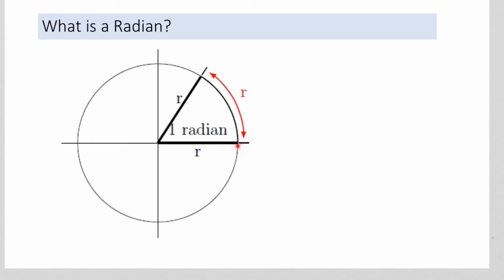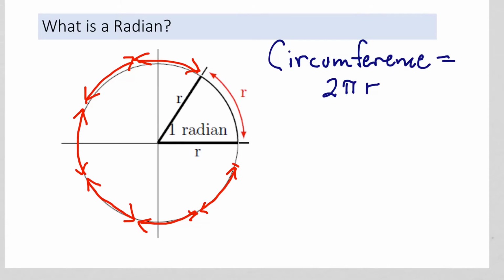We have some prior knowledge about radians without maybe even realizing it. We know that the circumference of a circle is 2 pi r. A long time ago, mathematicians discovered that there were 2 pi r's along the outside of any circle. So 2 pi is approximately 6.28 because pi is approximately 3.14. So 6.28 times r gives you the distance around your circle.